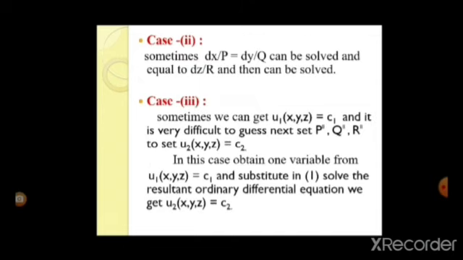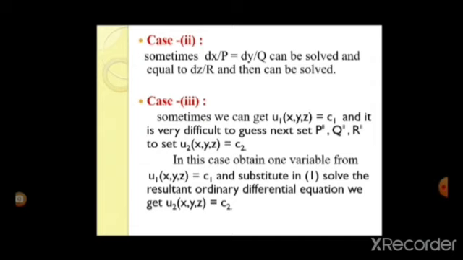Okay, coming to the next case. Sometimes while solving the problem, we can easily solve by equating the two sets of equations, that is dx by p equal to dy by q can be solved, and also that one is equal to dz by r. Then the problem can be solved in a simple manner.